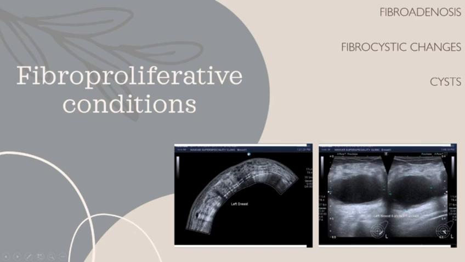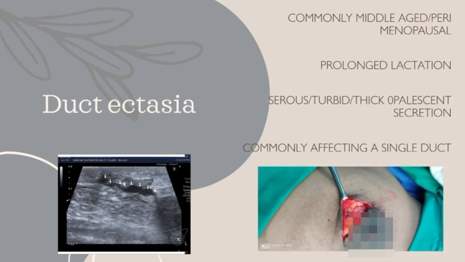Fibroproliferative conditions of the breast include proliferation of different tissues in varying proportions, and they may cause a spectrum of conditions ranging from cysts to dense fibroadenosis. Duct ectasia is a common condition which is found in middle age, and it is because of the milk ducts getting irreversibly enlarged. These may sometimes give rise to infections resulting in cord-like thickening of the ducts and may present with discharge from the nipple.